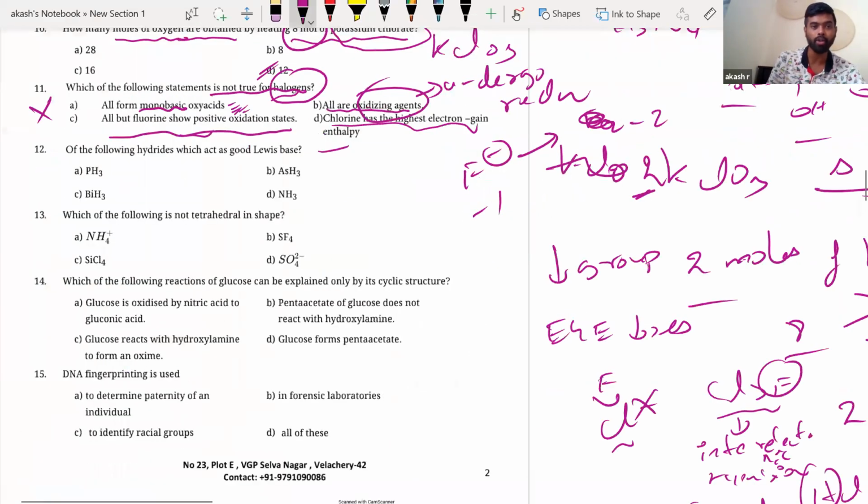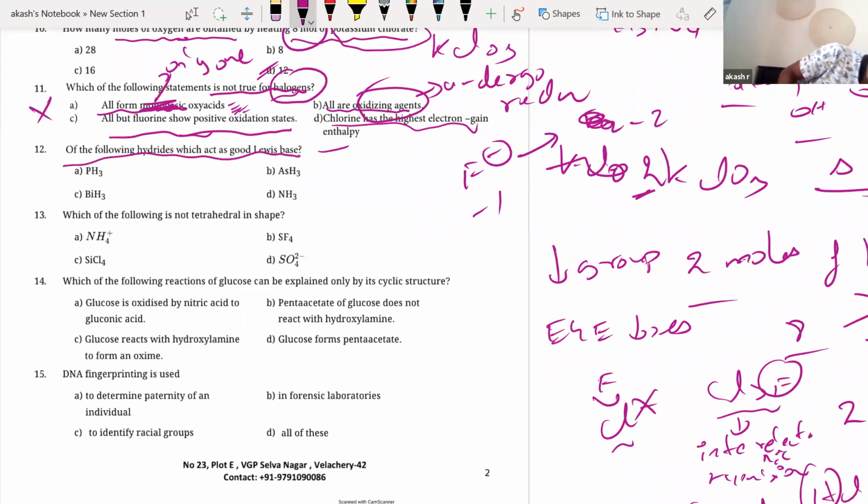So what they could have said is, instead of monobasic, that all can form only one oxyacid. If they had said they all can form only one oxyacid, then that would have been a correct statement. Anyways, all statements here are true. Okay, fine. Next, of the following hydrides, which can act as a Lewis base?